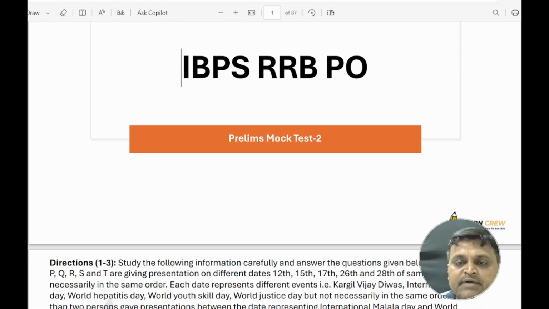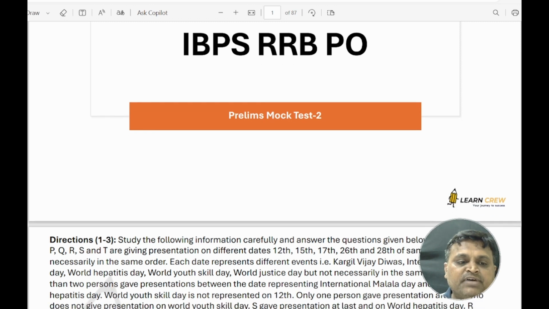Today we are going to discuss the IBPS RRB PO prelims mock test explanation. Here the first 40 questions are based on reasoning ability, and the next 40 questions are based on quantitative aptitude, as usual as per your exam pattern.